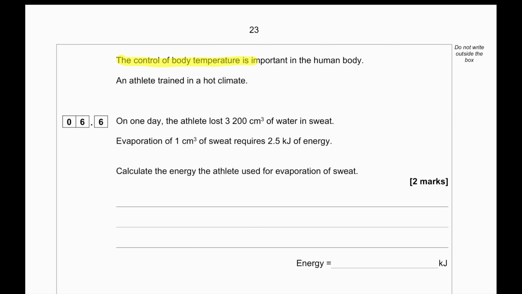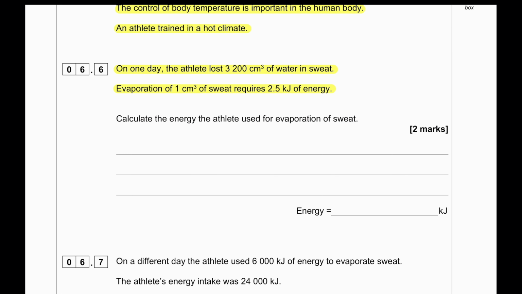The control of body temperature is important in the human body. An athlete trained in hot climate, on one day the athlete lost 3,200 cm3 of water in sweat. The evaporation of 1 cm3 water requires 2.5 kilojoules of energy. Calculate the energy that the athlete used for evaporation of sweat.